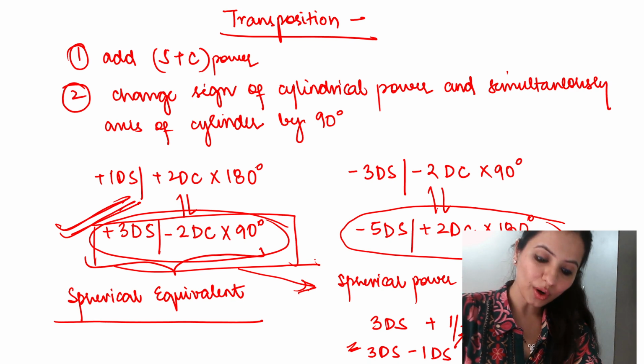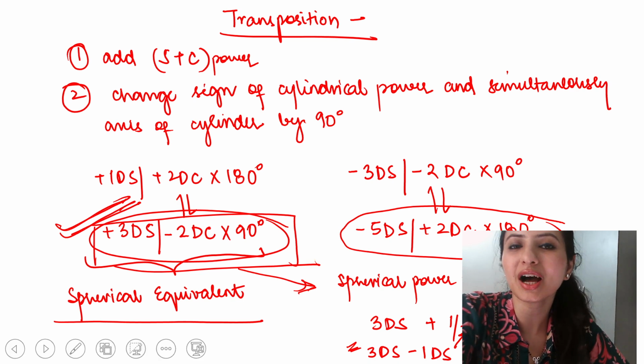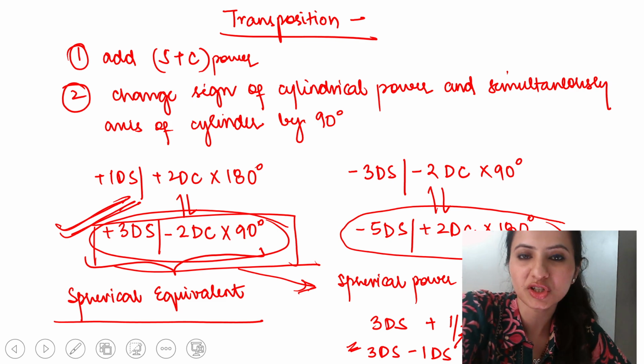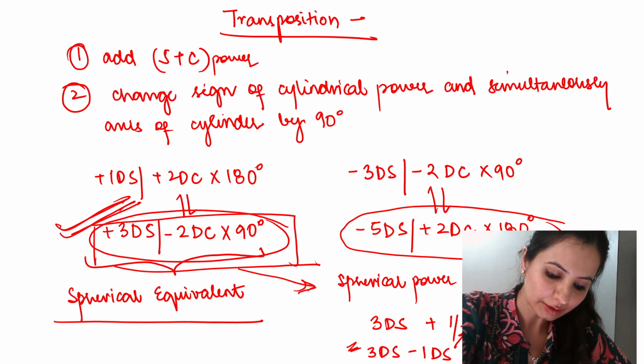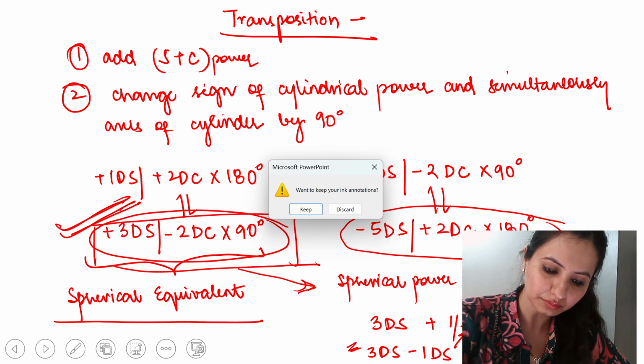So this will be the spherical equivalent of this equation. So this was all about retinoscopy. I hope I have cleared you about the power cross, the transposition and spherical equivalent, the duration of action and other small things about retinoscopy. Thank you.